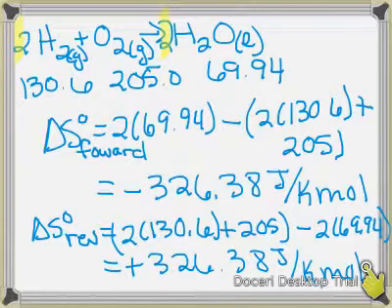Just like when we were doing enthalpy, what did we do when we reversed the reaction? We flipped the sign, right? We flip the reaction, you flip the sign. So do we have to solve for both the forward and the reverse? No. If you know the forward, you can figure out the reverse by flipping the sign. So easy enough, right?